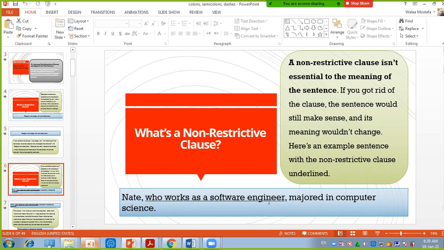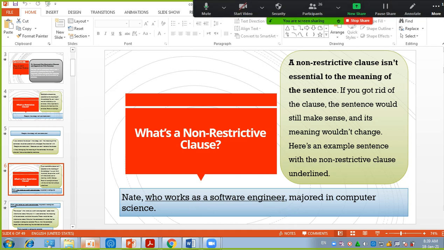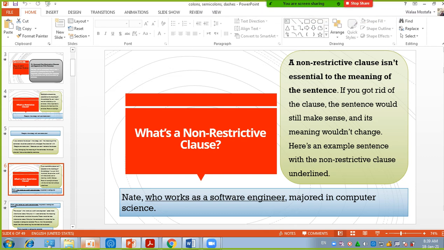Nate, who works as a software engineer, majored in computer science. My clause is who works as a software engineer. Try to omit or erase it from the sentence. What would be the left-out? Muhammad Sabri, read the left-out. No, read the left-out after erasing the clause. Nate majored in computer science. Excellent. Does it mean something for you, Muhammad, this left-out sentence?